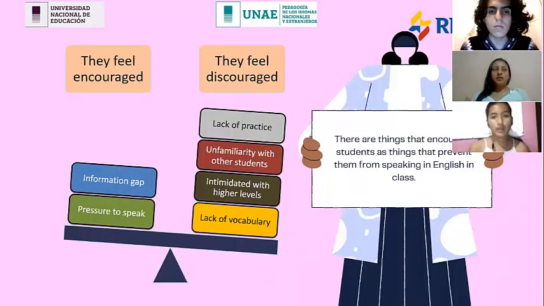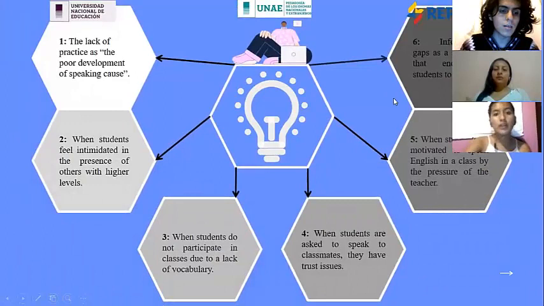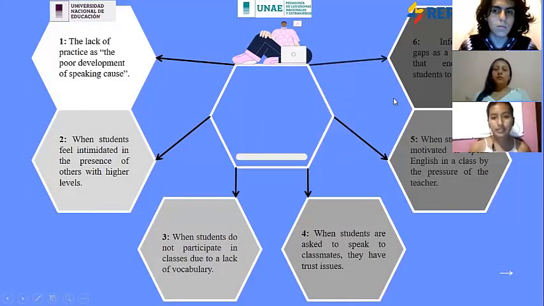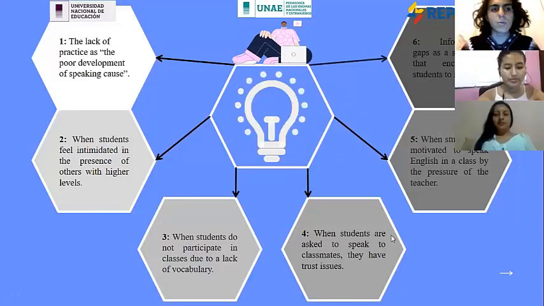After we codified the teacher interview and the students' interview, we get these factors. On the right side, you will see the factors that make them feel discouraged: lack of practice, unfamiliarity with other students, intimidation with higher levels, and lack of vocabulary. On the other side, we can find the factors that make them feel encouraged: information gap and pressure to speak. As you can see, there are more factors that make them feel discouraged than encouraged. Now my classmates are going to explain the findings that we could get.